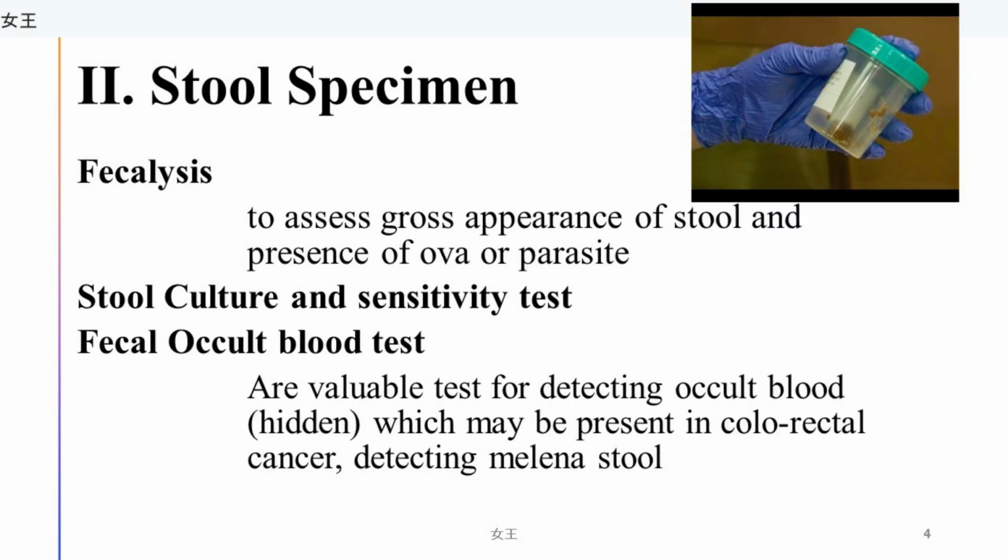Stool specimen. Fecalysis to assess gross appearance of stool and presence of ova or parasite. Secure a sterile specimen container. Ask the patient to defecate into a clean, dry bedpan or a portable commode. Instruct client not to contaminate the specimen with urine or toilet paper. Urine inhibits bacterial growth and paper towel contains bismuth which interferes with the test result.